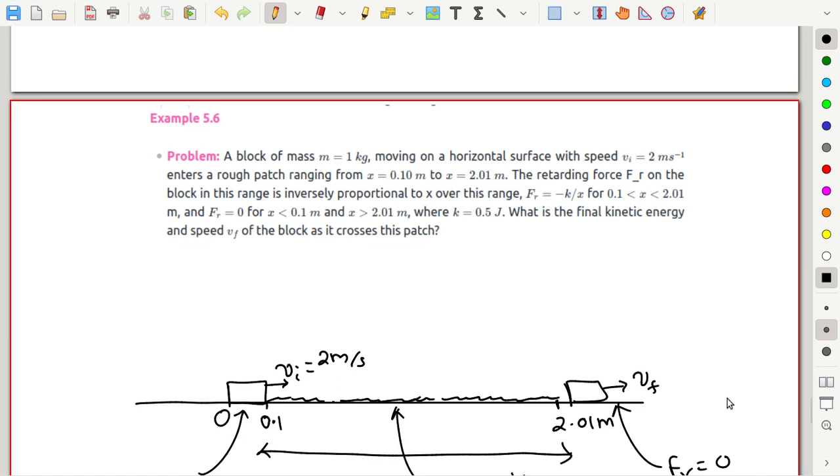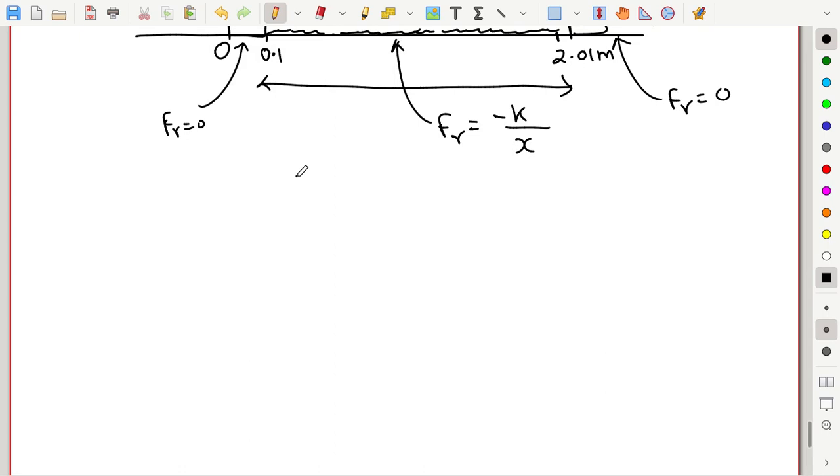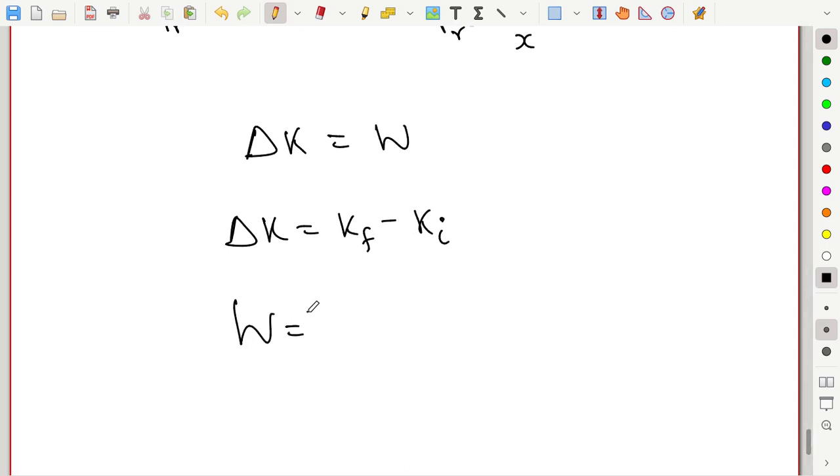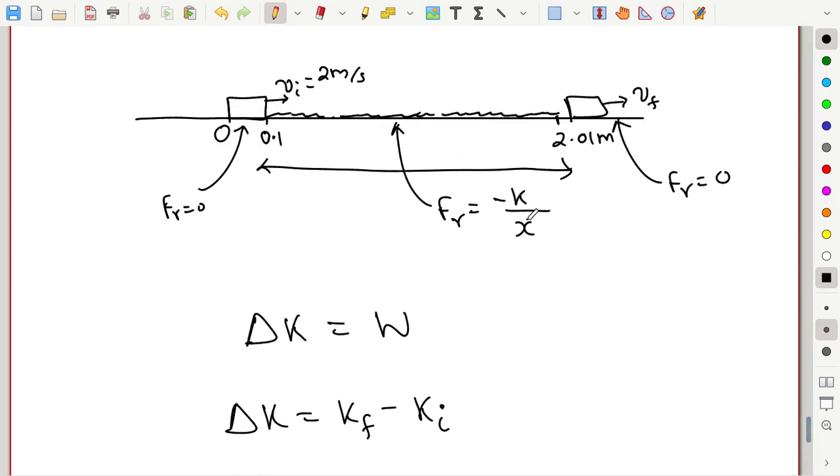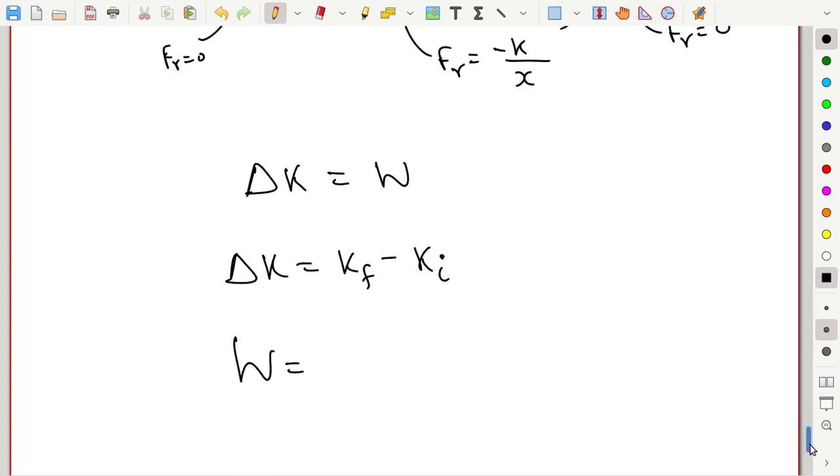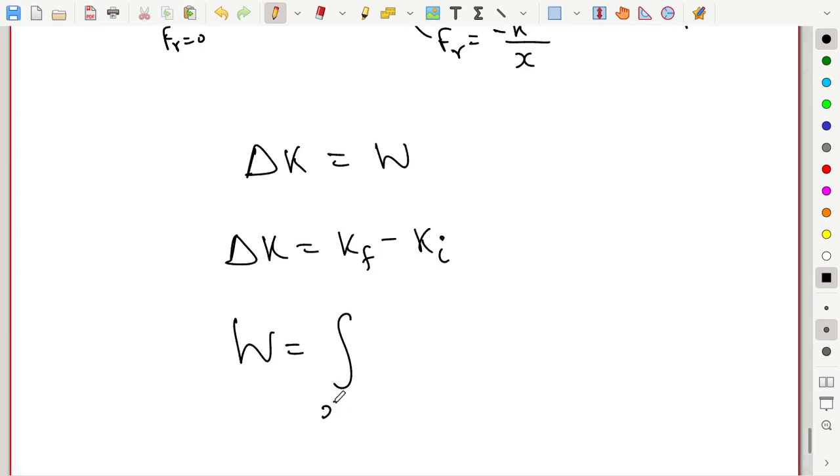By the work energy theorem, we know that the change in kinetic energy is equal to the work done. So delta K equals the work done. But delta K, the change in kinetic energy, is final kinetic energy minus initial kinetic energy. And since the force is inversely proportional to the distance, it is a variable force, so we have to use the integral form, from x initial to x final, of Fr dx.